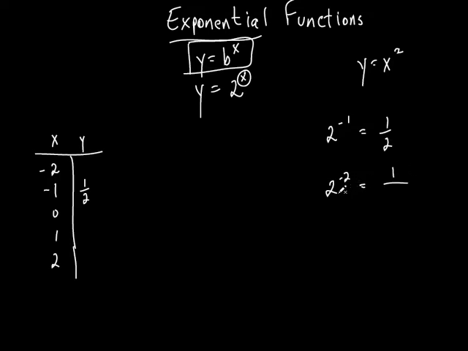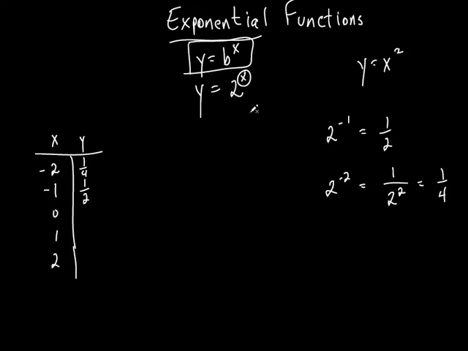It's 1 over, remember this, when you take a negative exponent, you flip it to the bottom, and you change the sign of the exponent. So it's 1 over 2 squared. What's 1 over 2 squared? It's 1 over 4. So if I put a -2 in for this, 2 to the -2 is 1/4. Let's keep going and put some other numbers in there.